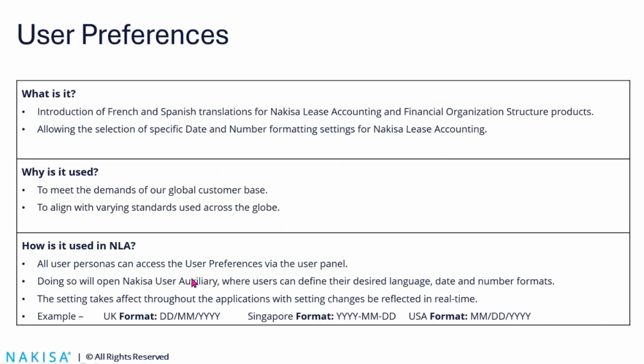So I have given examples here, which is a UK format is date, month, and year. Singapore format would be year, month, and date. An example of a US format is month, date, and year. So based on which country you are in and what you're comfortable with, you can modify and change at any time your user preferences for the language and also for date.